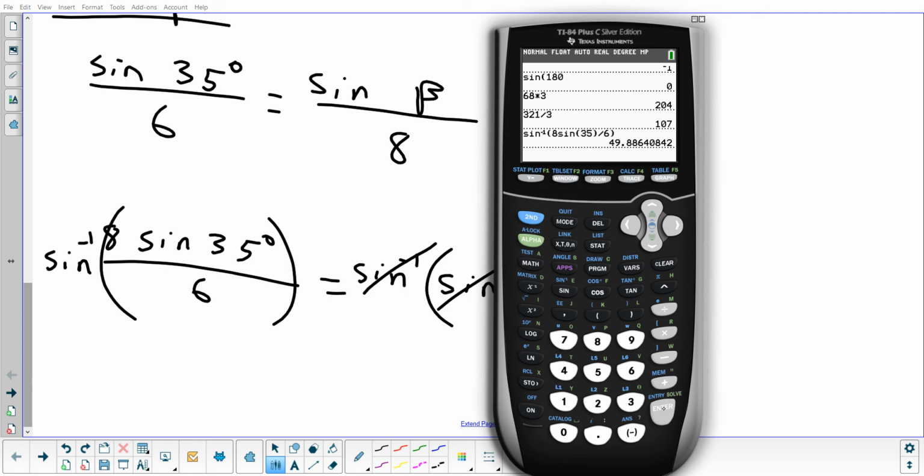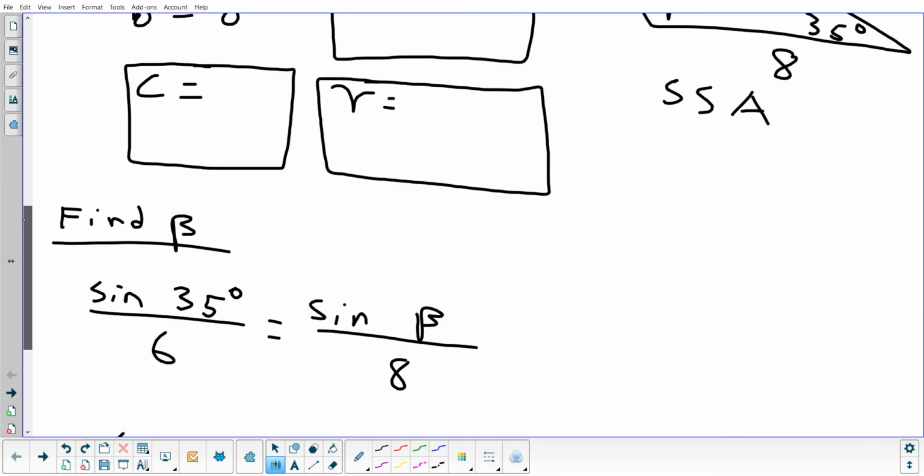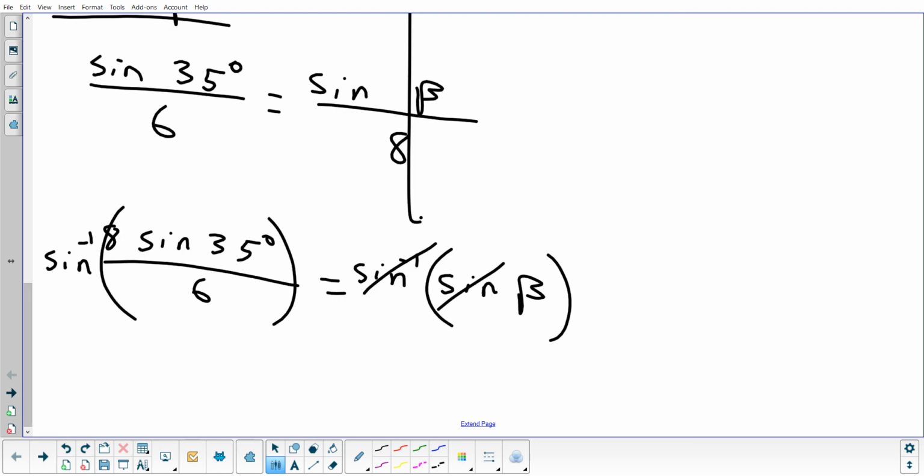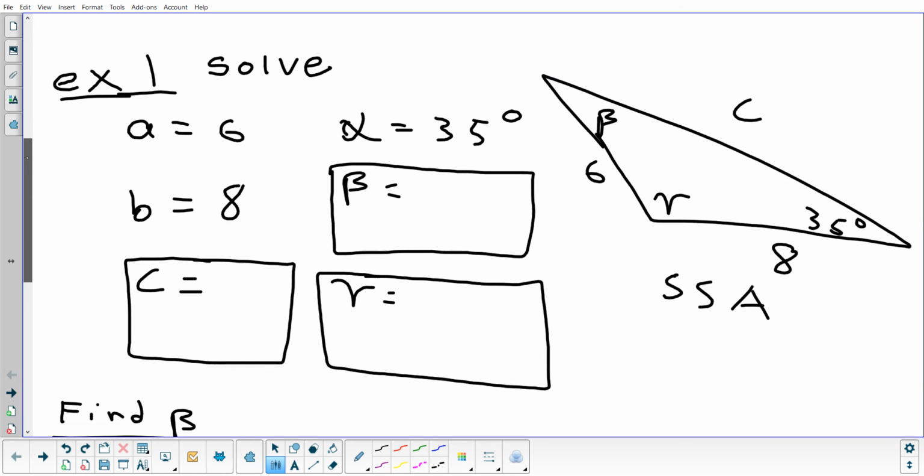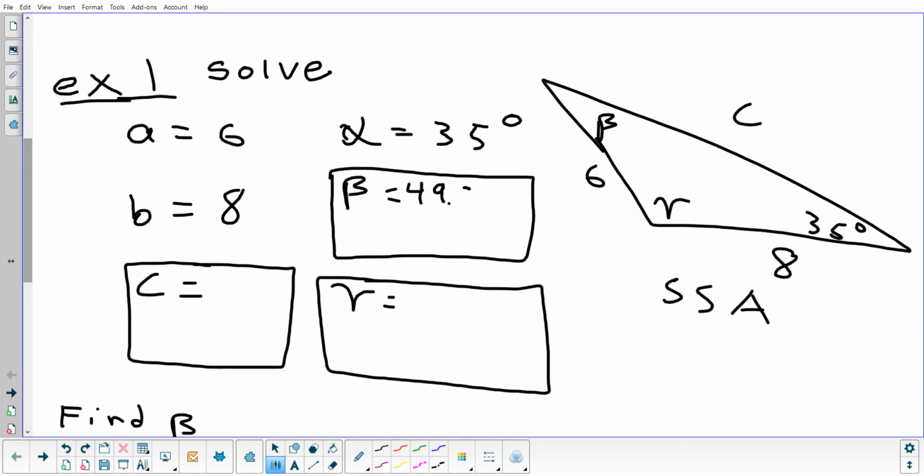Okay, so this is definitely a problem that has a solution. If it was a no solution, we would have gotten an error right there, because the argument would have been bigger than 1, but it wasn't. So 49.886. I don't know why it does that sometimes. All right, so that's our answer for beta.